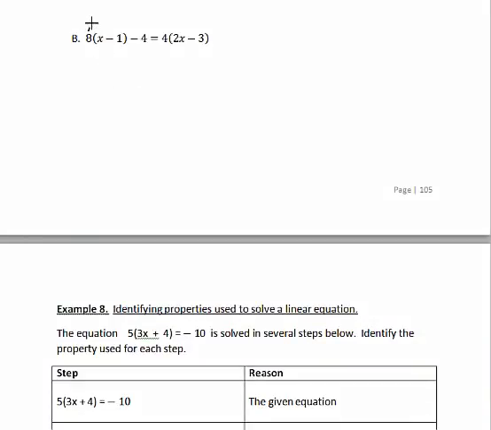B, once again, we just start out trying to solve for x, figure out what the number is. We have parentheses, so we distribute. 8 times x is 8x. 8 times a negative 1 is negative 8. We bring down the negative 4. On the right, we distribute and we get 8x. 4 times 2x is 8x. 4 times negative 3 is a negative 12.